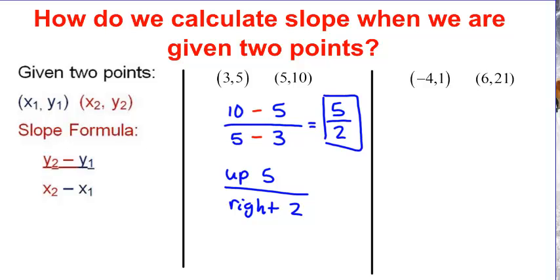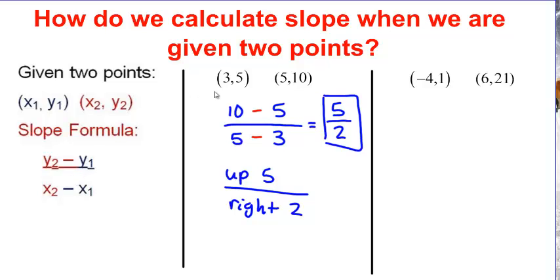The last thing we want to talk about for slope is how to calculate it when we are given 2 points. When we are given 2 points, they are x1 and y1, x2 and y2. Our slope formula is y2 minus y1, so the second y value minus the first y value, divided by the second x value minus the first x value.